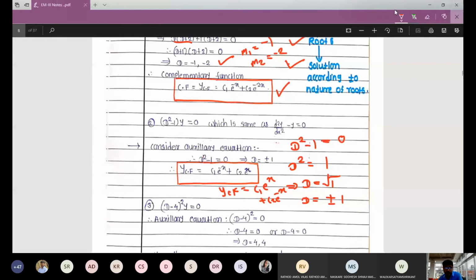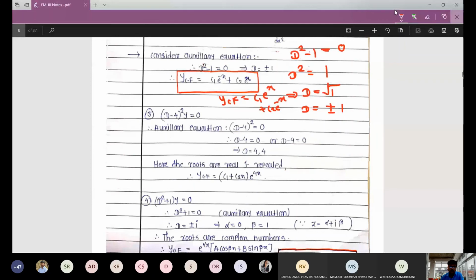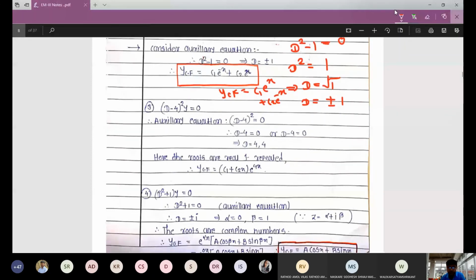And what about a real and repeated root? For example, (D - 4)² y = 0. This is another example. So the auxiliary equation is (D - 4)² = 0, and because of that square, we have two factors: D - 4 = 0 and D - 4 = 0. From the first factor we get 4 as a root, and from the second factor we get 4 as another root. So this time the root is repeated, and it follows from case number 2 that we write the solution y_CF = (C1 + C2 x) e^(4x), that root times x.